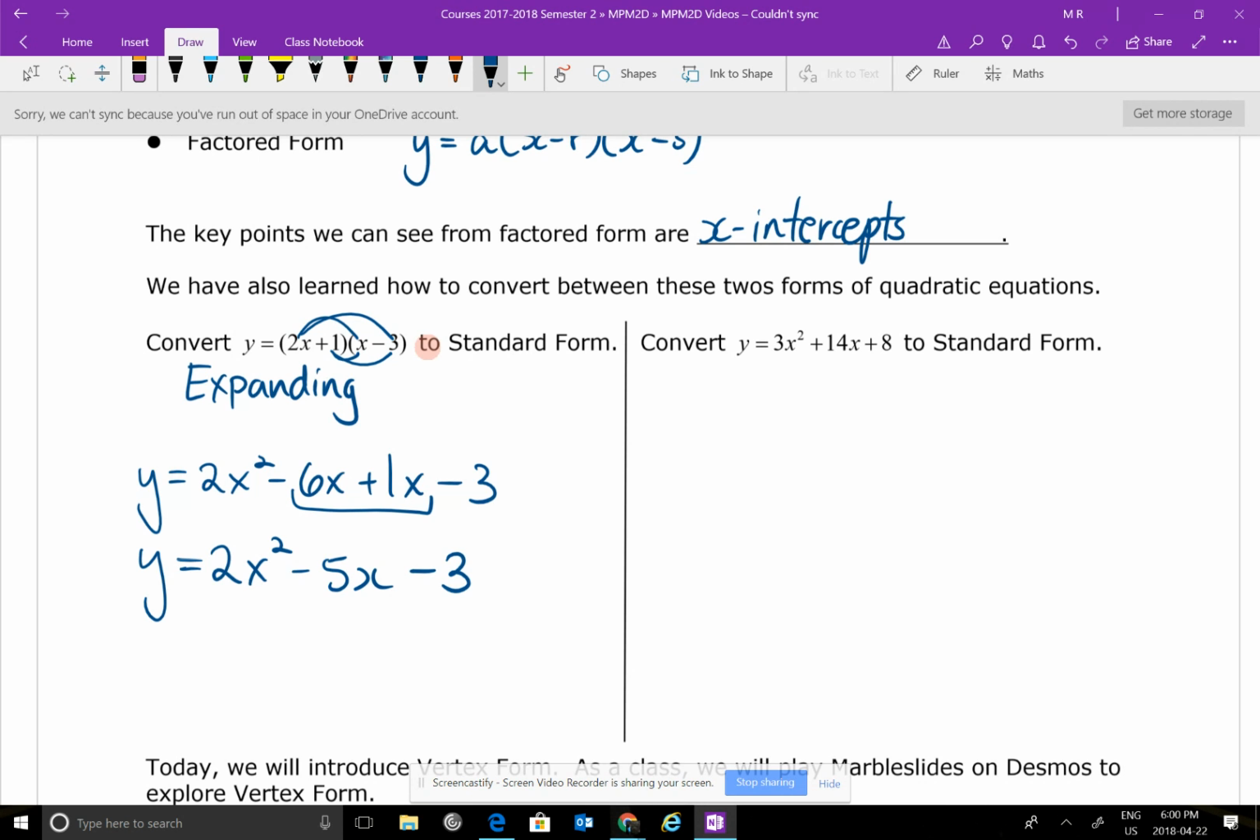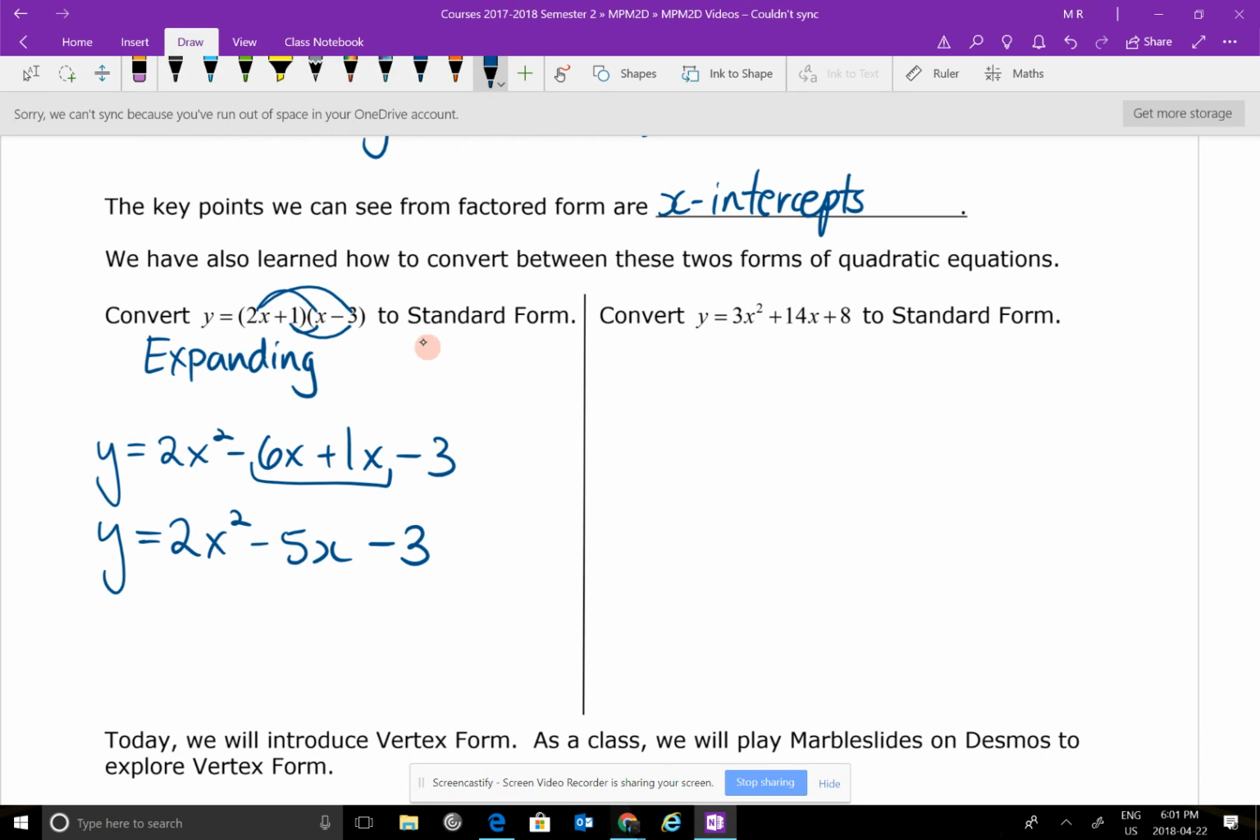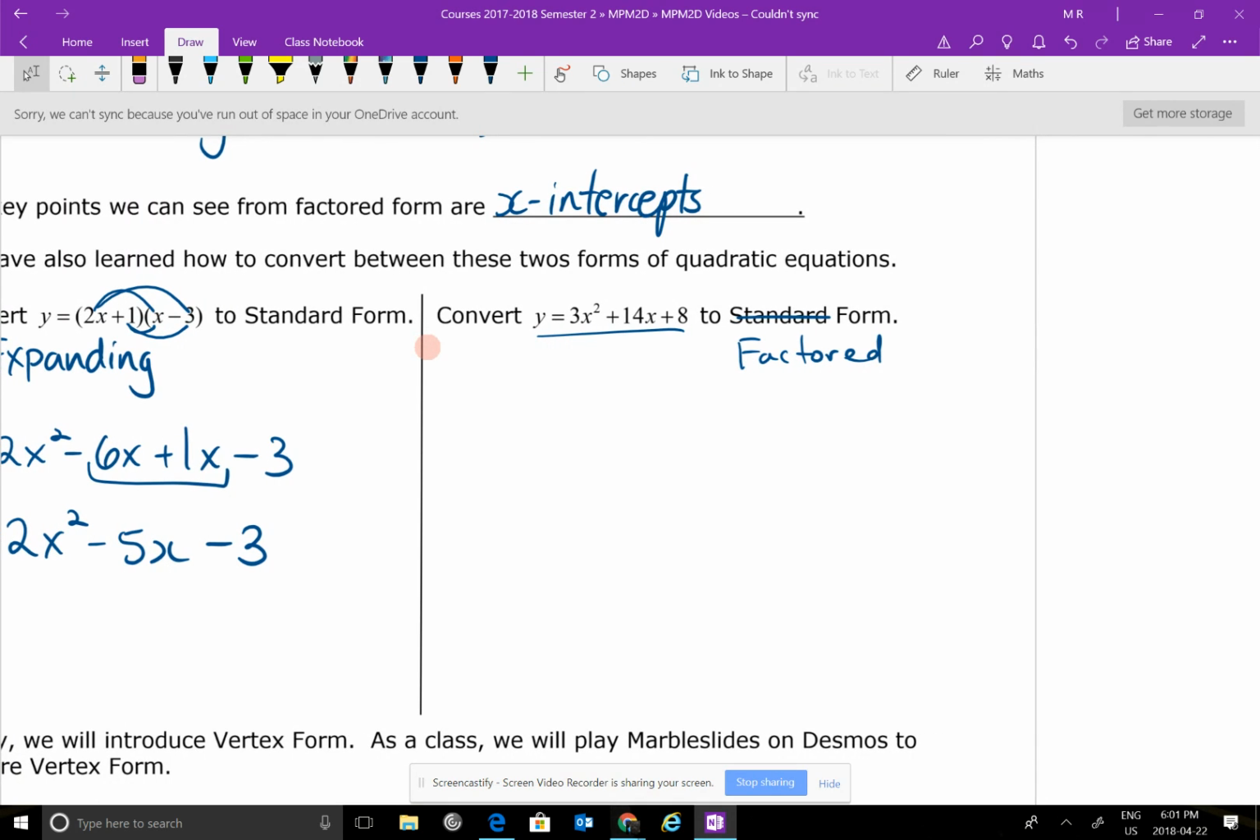And to convert from standard form to factored form, we would use some of the techniques that we have learned. One technique would be the product sum. We take a times c, which is 3 times 8, which is 24. Look for two numbers that multiply to 24 and add up to 14. Those two numbers are 2 and 12. Then we rewrite the standard form by taking the middle term, the 14x, and splitting it into two terms: 12x plus 2x, and then the plus 8 at the end.